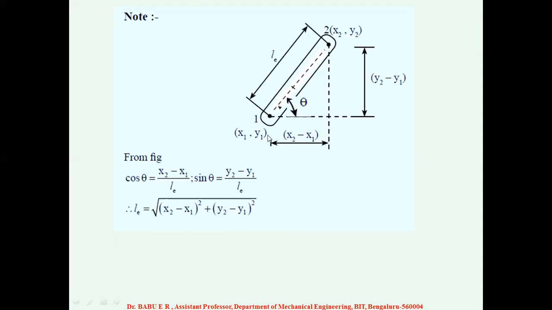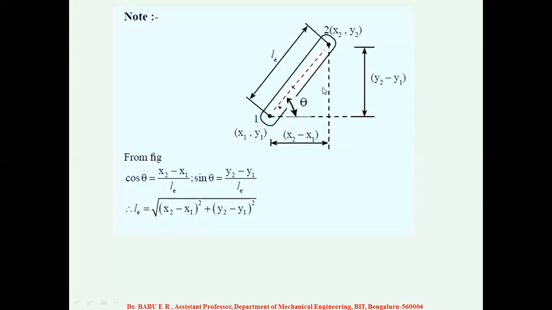When you take the horizontal distance, we get x2 minus x1, and the vertical distance is y2 minus y1. Now we can find cos theta, which is adjacent by hypotenuse. Adjacent is x2 minus x1, divided by LE. Similarly, sin theta is opposite by hypotenuse, so y2 minus y1 by LE. That is the value of L and M for a truss element.